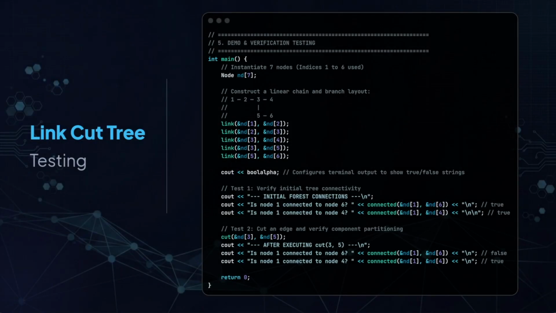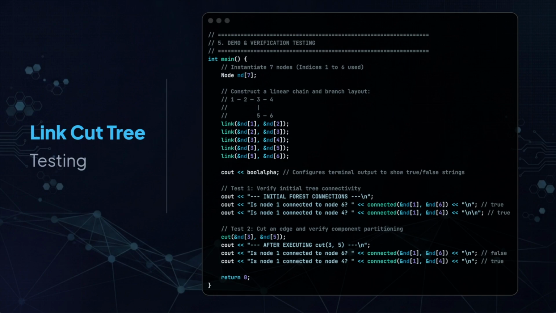To verify our codebase, we test the implementation with a real forest simulation. We initialize an array of independent tree nodes, invoke link to form the dynamic edges, and use connected to check component paths in real time.